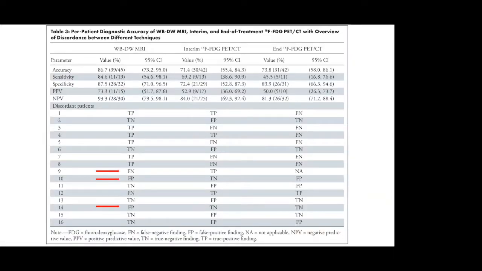So whole body MRI was quite accurate in predicting the outcome of patients. It was actually more accurate than interim or end PET-CT. So it was 87 versus 71 for interim and 74 for end of treatment PET. And you can see that there were quite a few discordant patients, about 16. And only in 3 of the 16, whole body MRI was wrong. So in this case, we had a false negative, which turned out to be a true positive on the interim, and then 2 false positives.